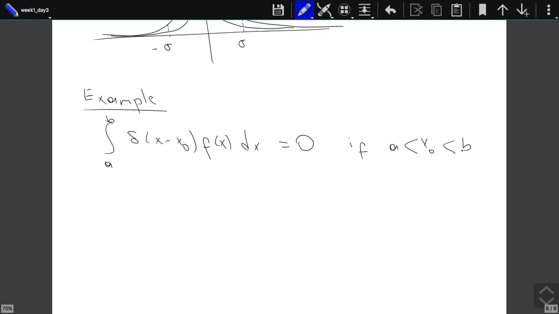Now let's look at the other case. If x0, no, sorry, I wrote something wrong here. If x0 is not in that interval. Now let's look at the case if x0 is between a and b.